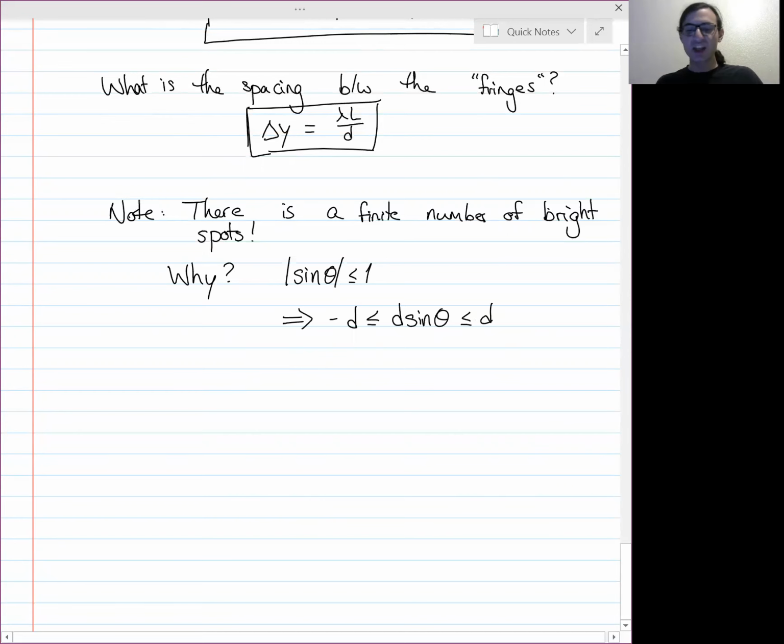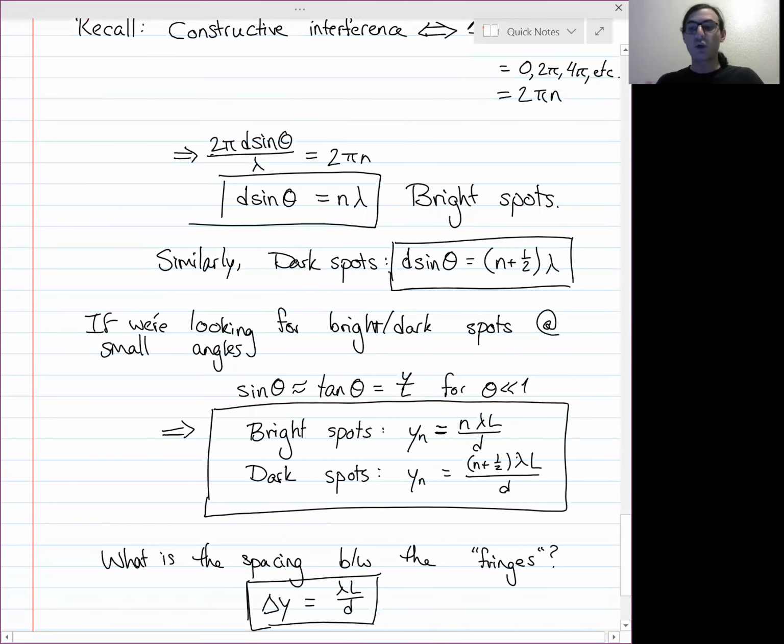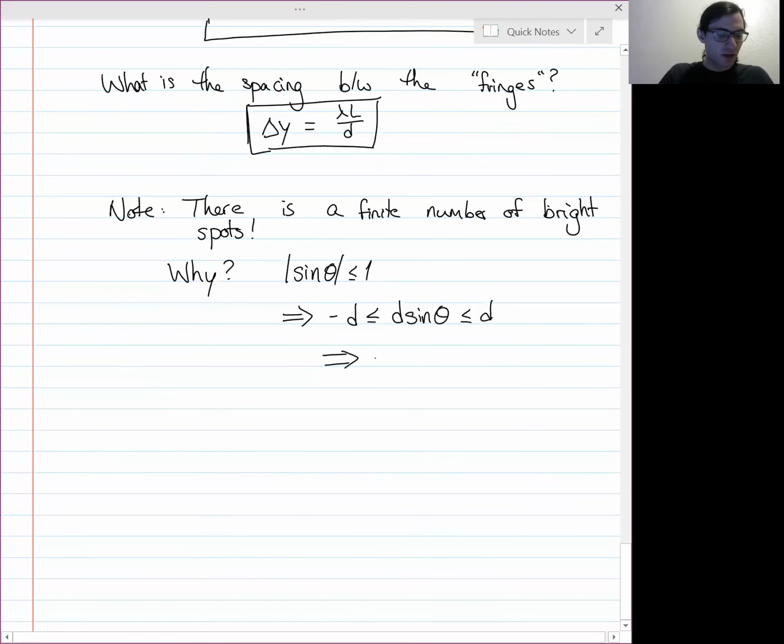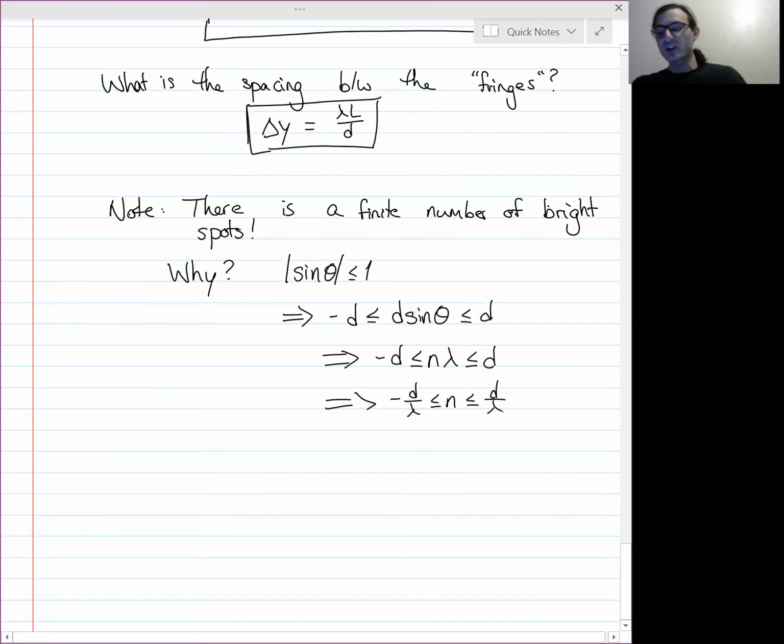But d sine theta, we know things about. D sine theta for bright spots is equal to n lambda. So that tells us that negative d has to be less than or equal to n lambda, which is less than or equal to d. What that does is put a constraint on the possible values of n. Rearranging one more time, we get that negative d over lambda is less than or equal to n, which is less than or equal to d over lambda. And so you can figure out how many bright spots there are.